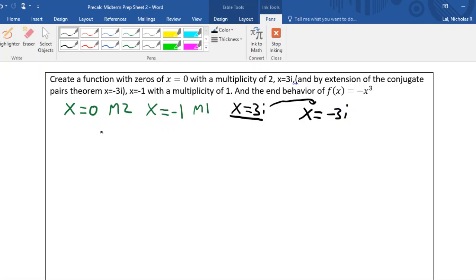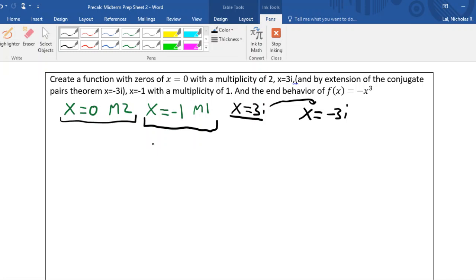What is our factor if we have x equals 0 with a multiplicity of 2? What could be our factor here? If we have a 0, what would be our factor? All right, if you're having trouble with this one, let's try x minus 1. If you have x minus 1 with a multiplicity of 1, what's your factor? What's the factor? X what?